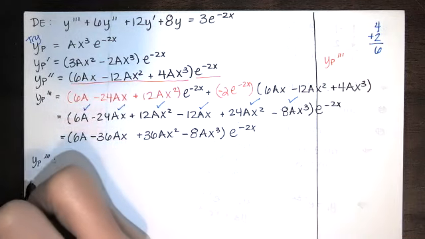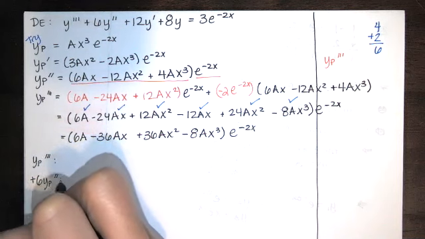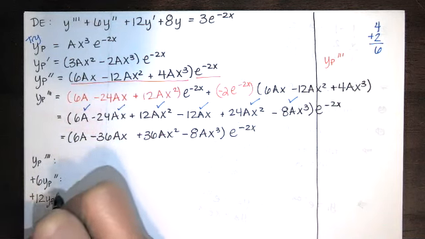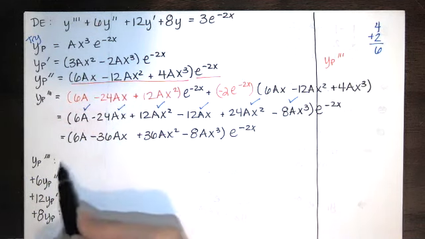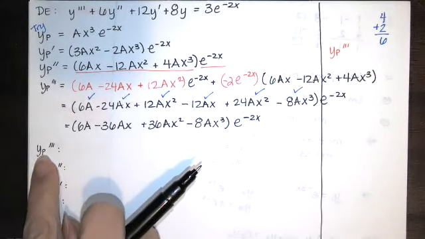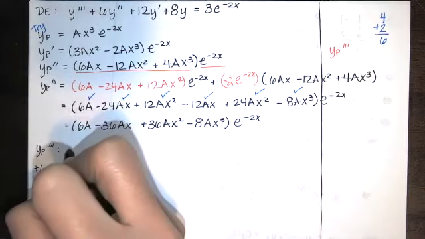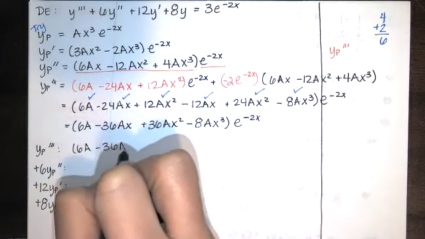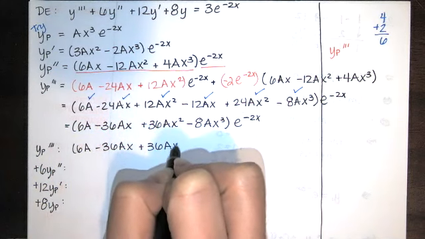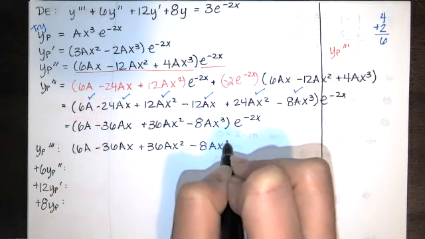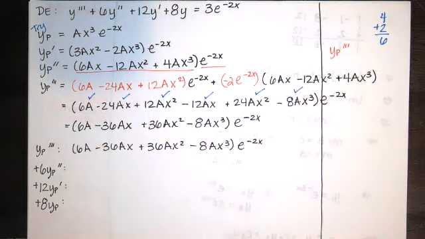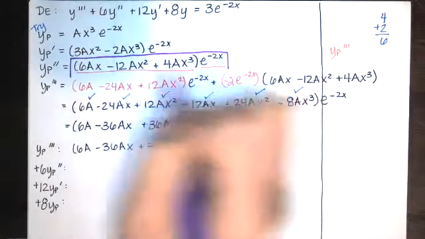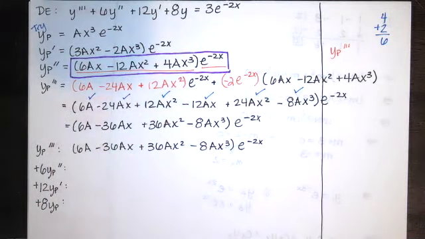So we have y sub p triple prime plus 6 times y sub p double prime plus 12 times y sub p prime plus 8 times y sub p. And we want to collect like terms in columns. So first with y sub p triple prime, I'm just going to rewrite that right here. Then I want to add 6 times y sub p double prime. Y sub p double prime is right here. I'm putting that in a box to make it a little bit easier to see.